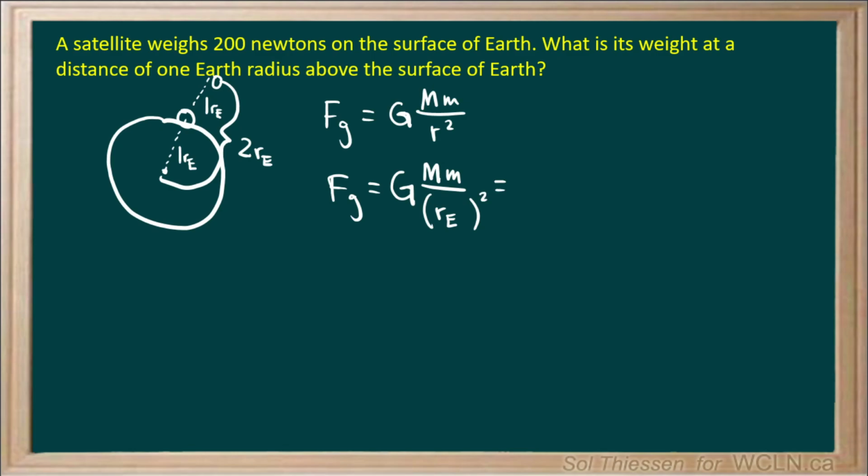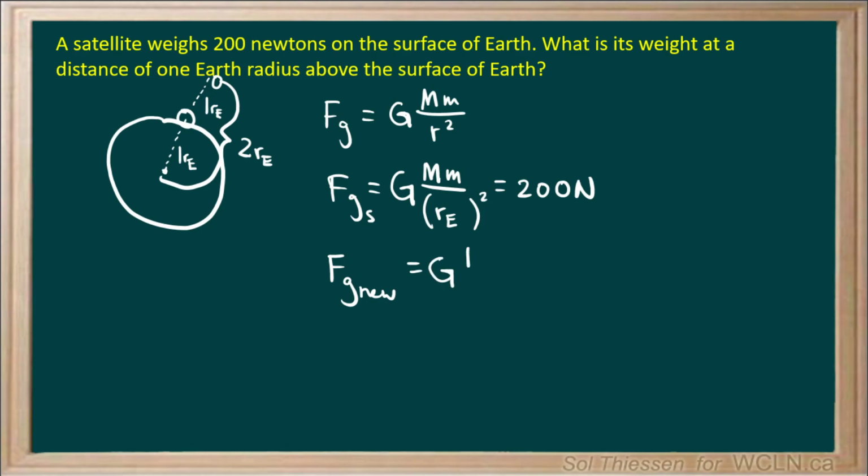So this equation gives us that the force of gravity is 200 newtons. So I'll label this force of gravity with a subscript of S to indicate that it's on the surface of the Earth. Now we'll calculate the new force of gravity when the satellite is an additional Earth radius away.